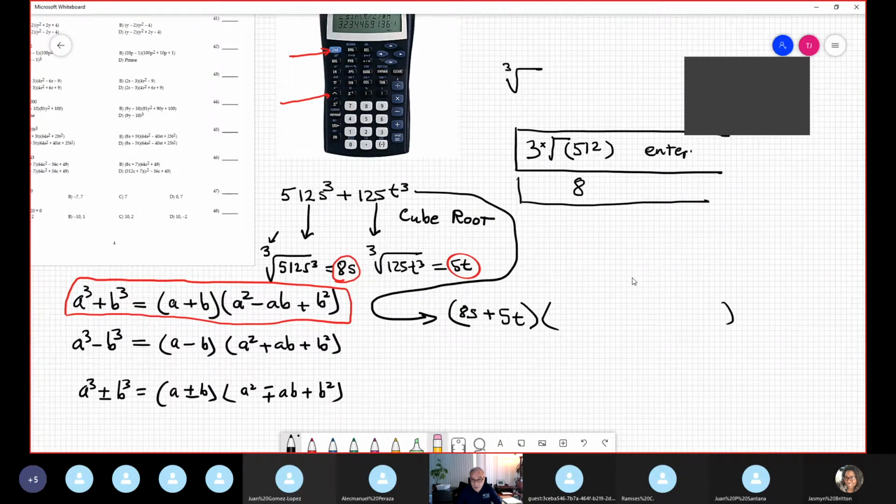And the trinomial part. The formula says que is the first squared. In this case 8x squared is 64x squared. Minus, be careful, minus the multiplication of both, 8x times 5t is 40xt. Plus the square of the second, que 5t squared is 25t squared. Okay, and it's the final answer.